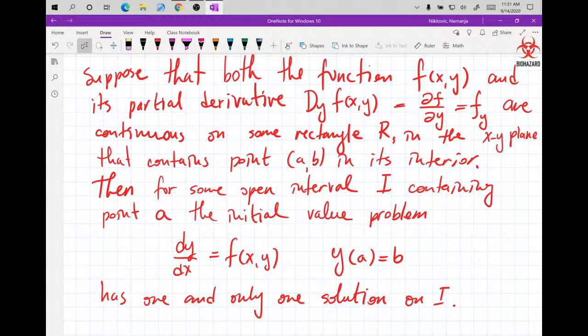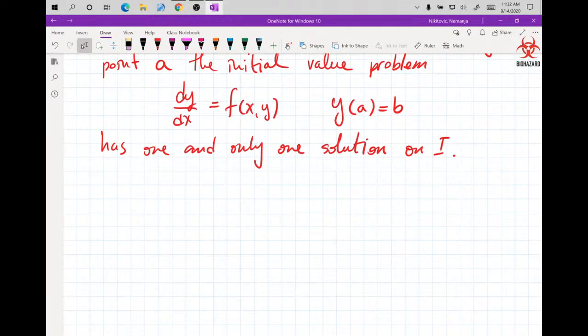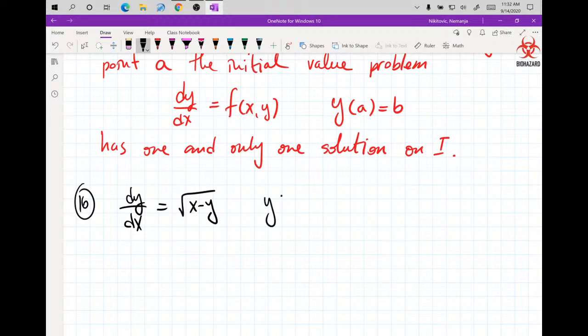So let's take a look at an example of this, because we need to practice just a little bit of these partial derivatives. So let's say, how about problem 16? It says dy/dx is equal to the square root of x minus y, and y of 2 is equal to 1.